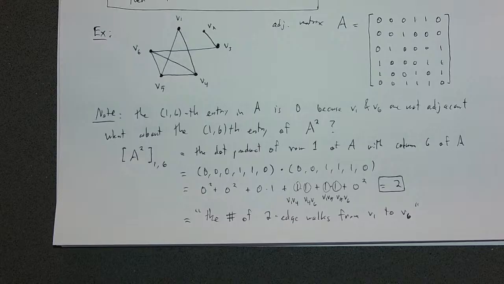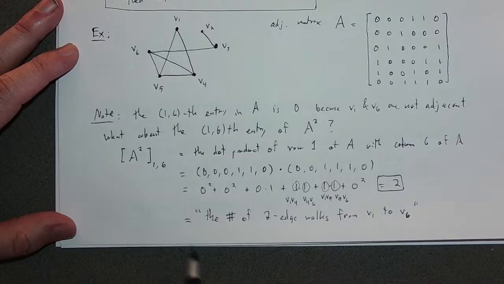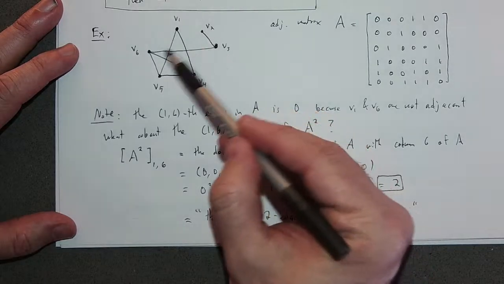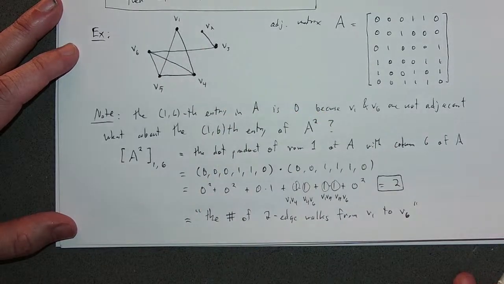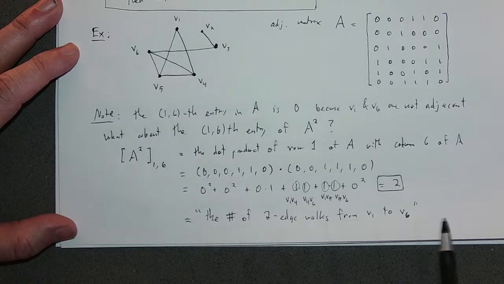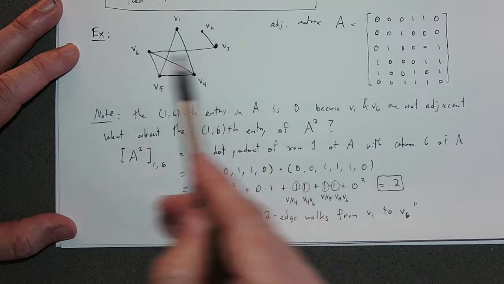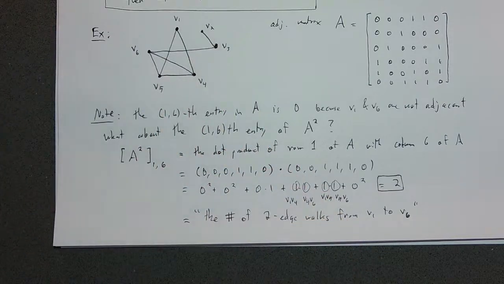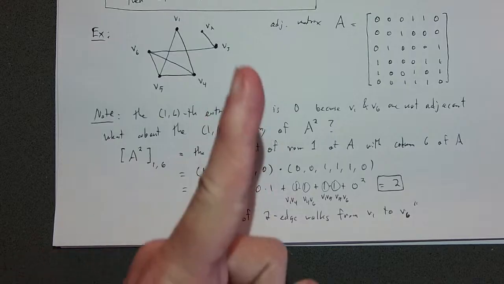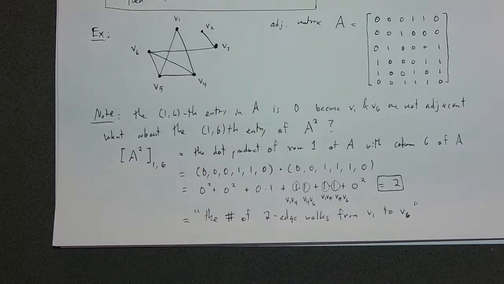I wonder how this would have looked had you chosen some other vertices. So for instance, what about the 2/6 entry, right? The 2/6 entry of A squared. According to this, the 2/6 entry should be counting the number of two-edge walks from v2 to v6, of which there is exactly one. So the 2/6 entry of A squared should be 1. So you should check with yourself to verify that that is in fact the case.